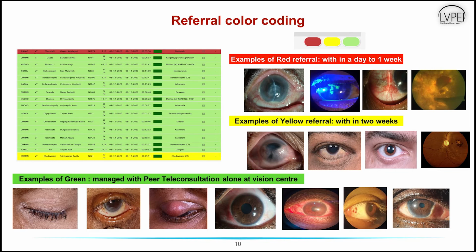Another important measure for efficient referrals is a triaging system, classified by the referral color coding. Red indicates an urgent referral, yellow is semi-urgent, and green denotes conditions that can be managed and are to be managed by teleconsultation alone.